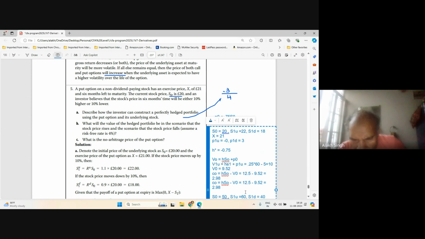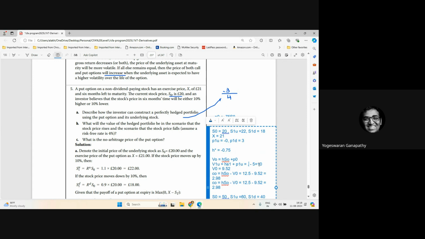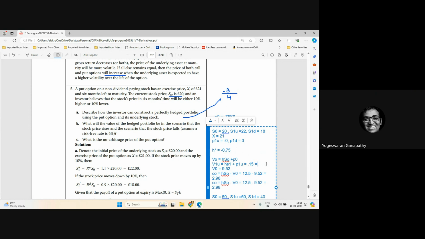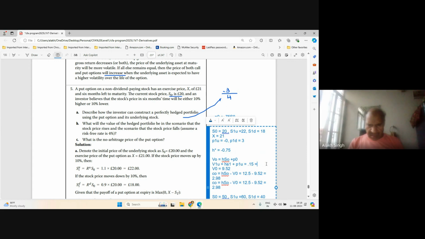Okay. So how much is this? HS1 is 15 plus P1U. P1U was how much? P1 was 0. So it is 15 only. Sir, how is it? H is minus 0.75, sir. H is minus 0.75, yeah. And you are purchasing it. No, H is only used for purchasing. You are not selling it.